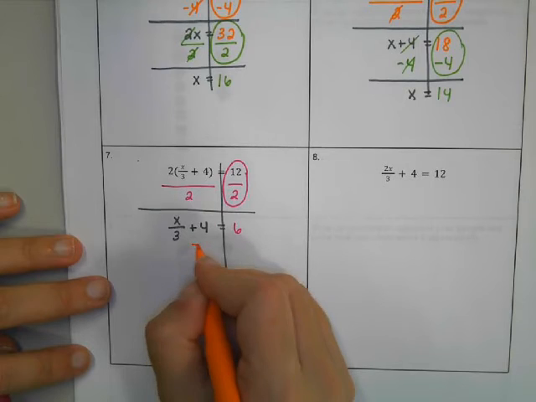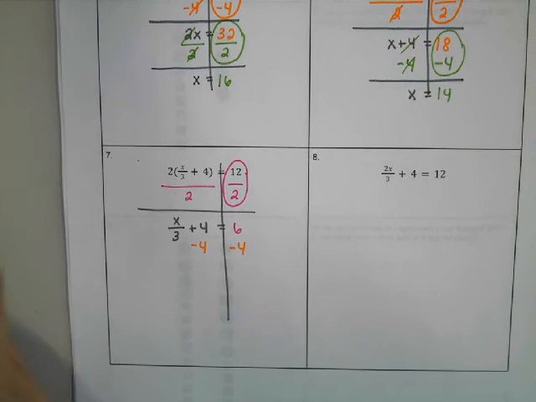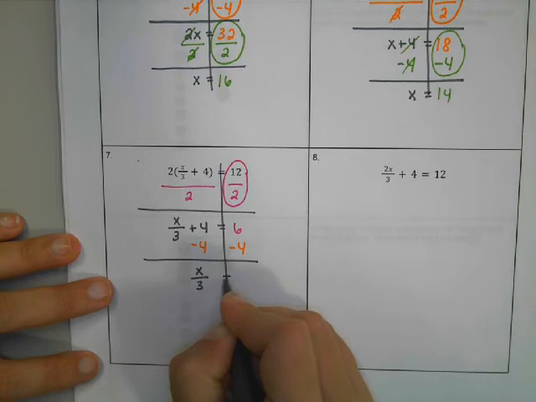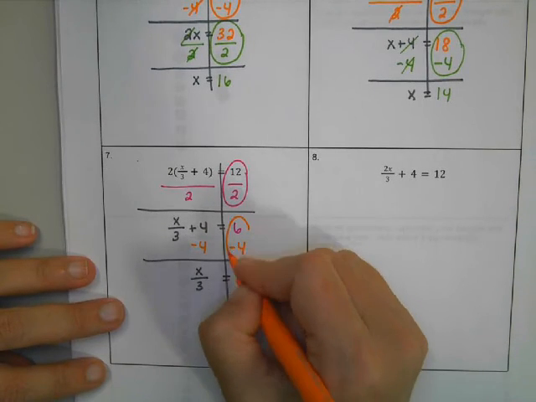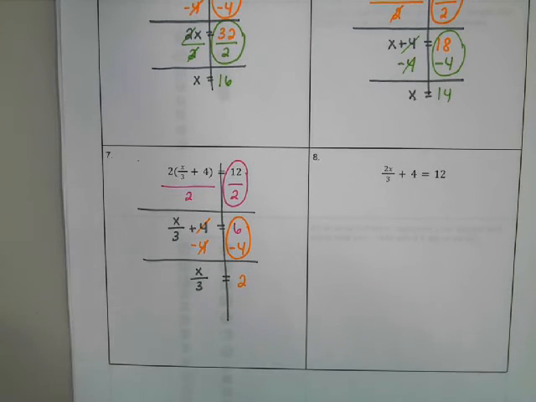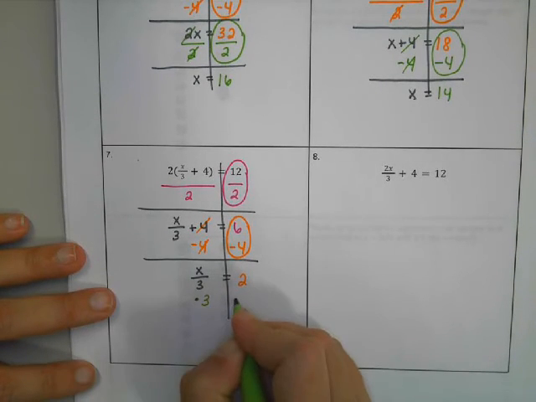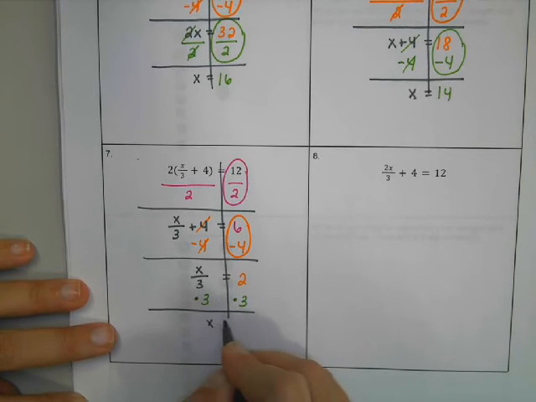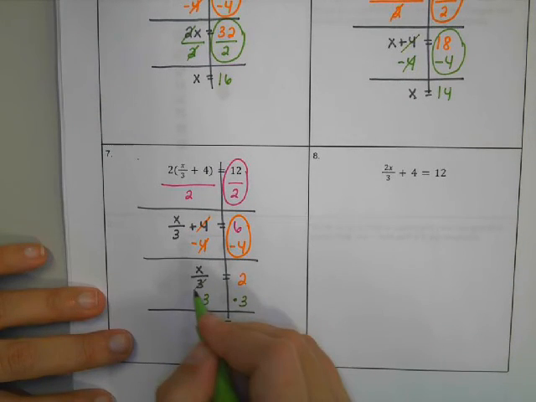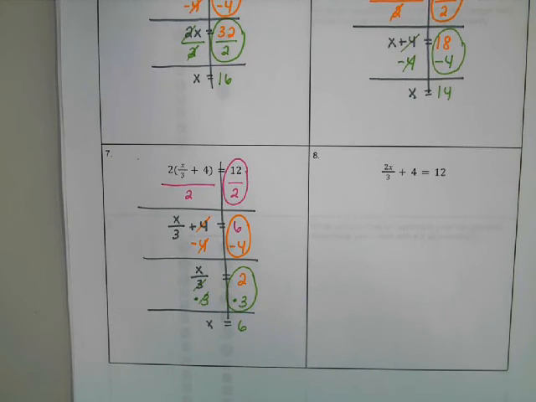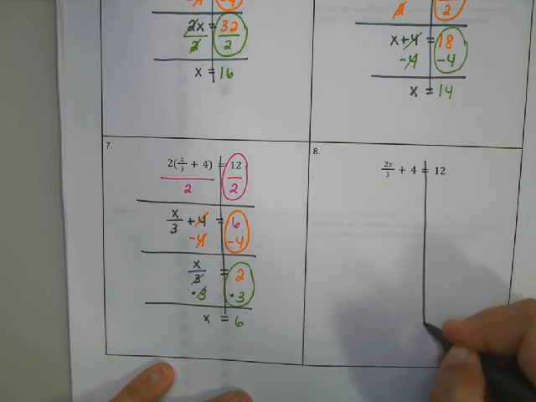Now I'm going to subtract 4 on both sides. I'm going to drop down the x divided by 3, and 6 minus 4 is 2. Finally, I'm going to multiply by 3 on both sides to undo the division. And I'm going to drop down my x. 2 times 3 is 6. And I'm done.